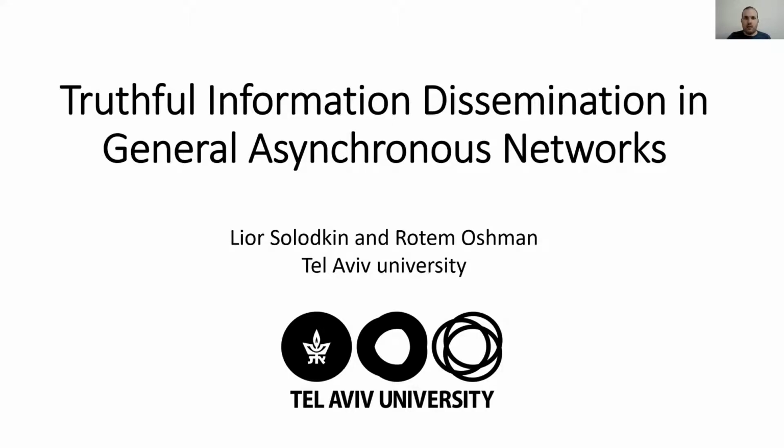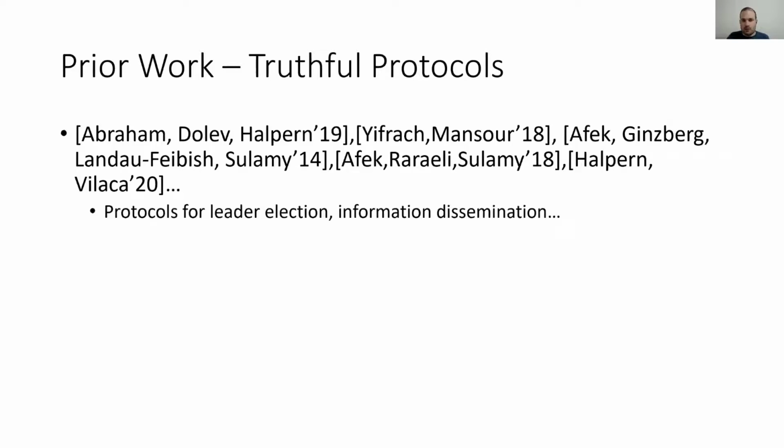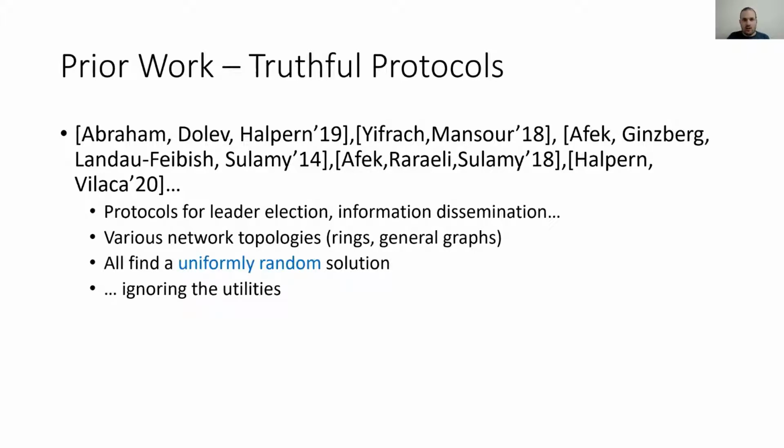The work combines game theoretic settings into distributed computing. There is a decent amount of work in game theory in distributed computing. These works solve different kinds of problems like leader election and information dissemination, and in various network topologies. The main caveat of most of these works is that the solutions are uniformly random, so they ignore the utilities of the players, which is an essential topic in game theory.